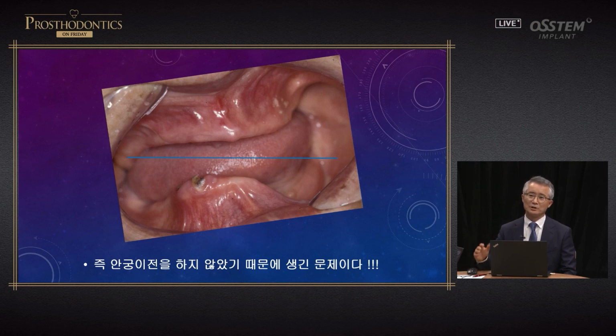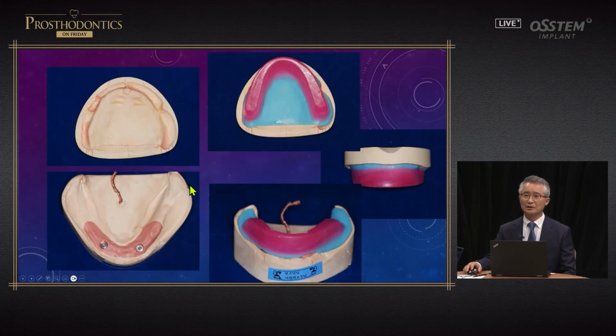I don't know whether this was done by someone illegitimate or by a lab technician. If you just give an impression without mounting, then the lab technician does mounting like this, because they don't know where the centric relation is. Next is a patient whose upper is a full denture and lower is an implant-supported overdenture.